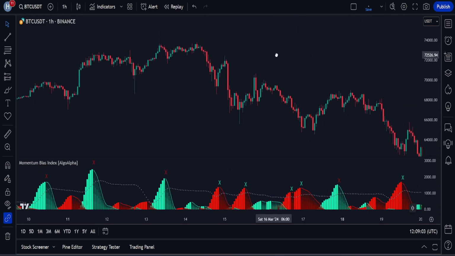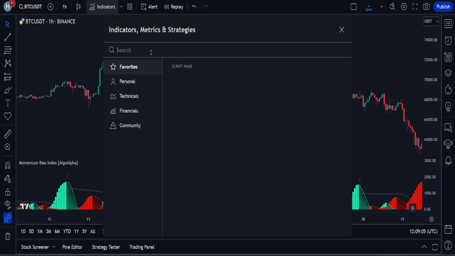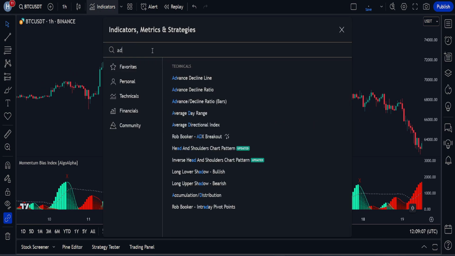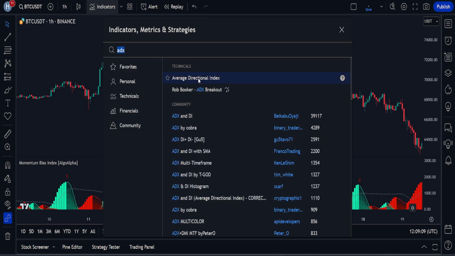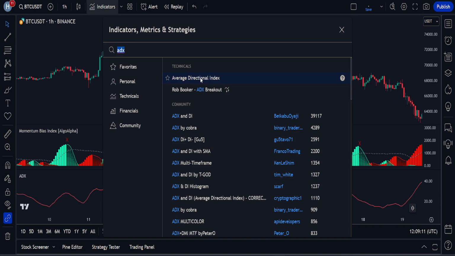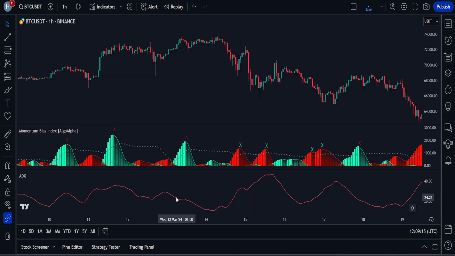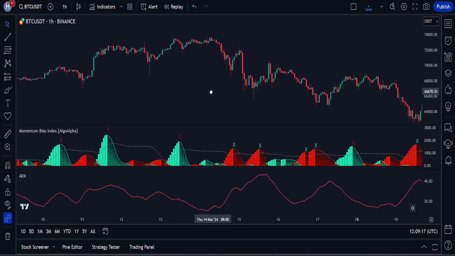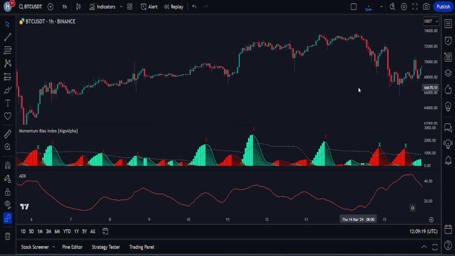So we will open the Indicators tab again. Here we will type ADX. After that, we will add this one called the Average Directional Index to our trading chart. Most traders know about this indicator. It is a pretty useful indicator in the trading world. This is how this indicator looks like when we add it to our chart.